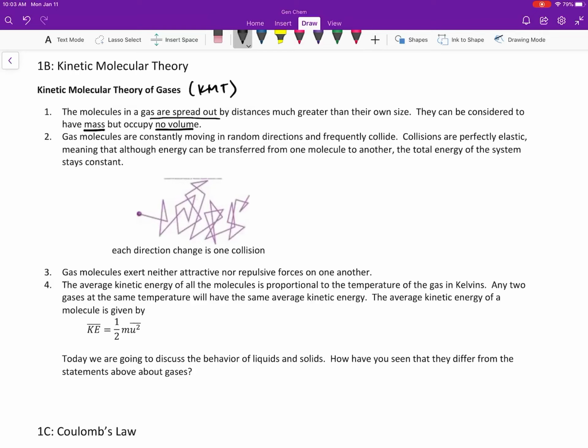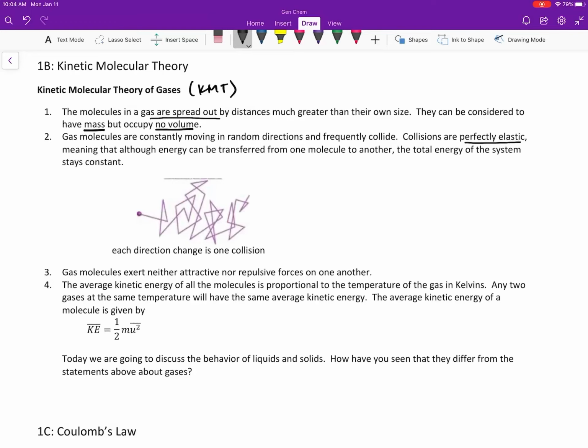The second postulate is that gas molecules constantly move in random directions and they frequently collide. And these collisions are perfectly elastic, which means that they're going to return to their shape after the collision. An inelastic collision is like a plastic water bottle, where you crush the water bottle and you don't really ever get it back to that water bottle shape. Even if you try, it's going to be not the same.